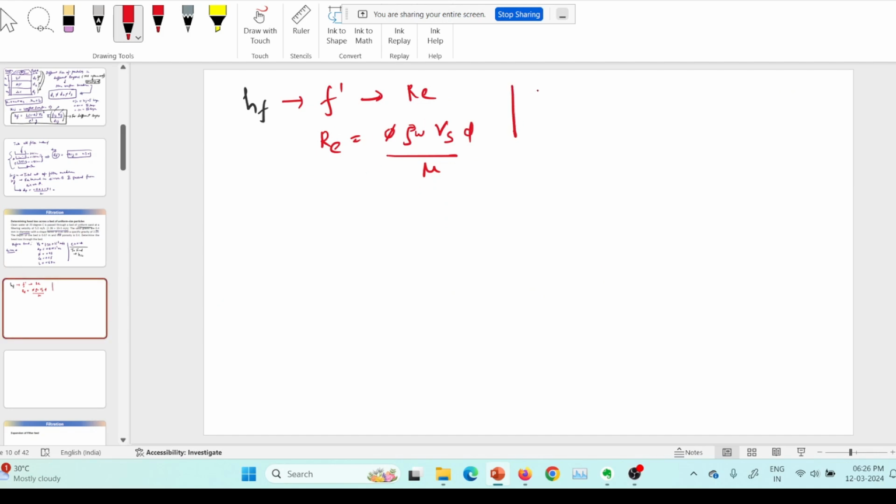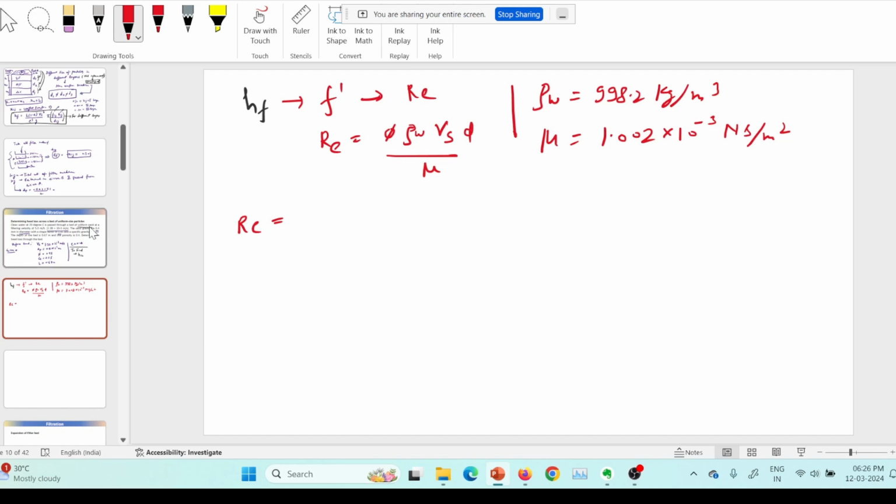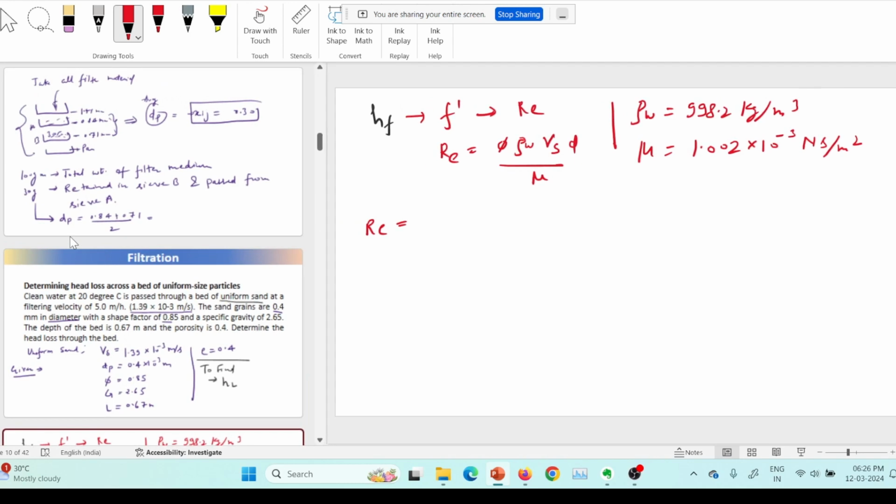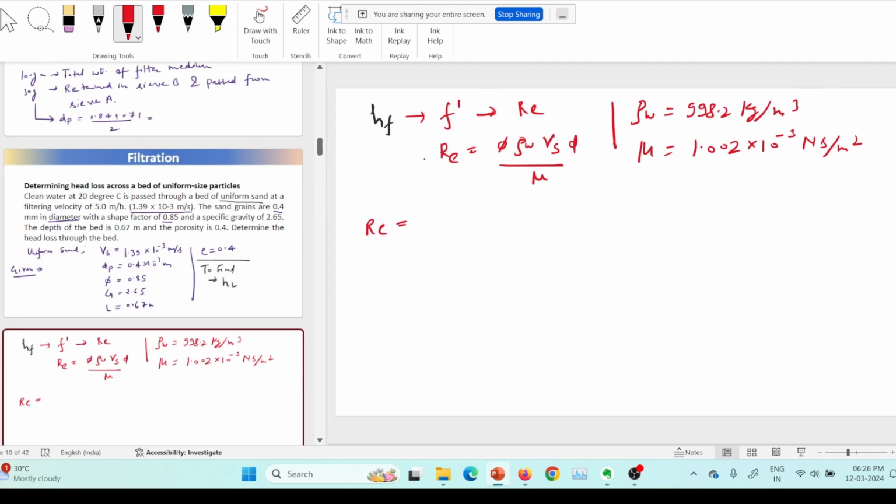For water at 20 degrees Celsius, we can check the appendix and use these values. The density of water is 998.2 kg per meter cube, and the dynamic viscosity will be 1.002 times 10 to the power minus 3 Newton second per meter square. Now we will calculate the Reynolds number. So the Reynolds number will be 5. What was phi? Phi was 0.85.